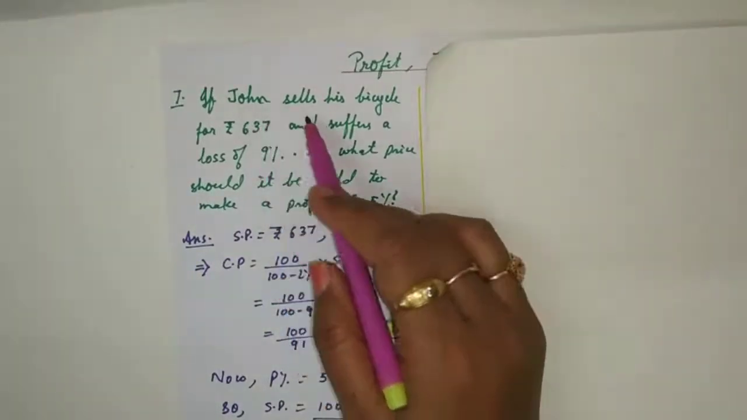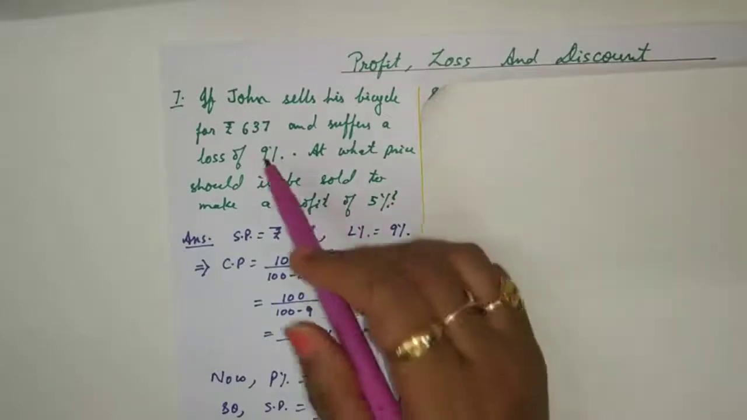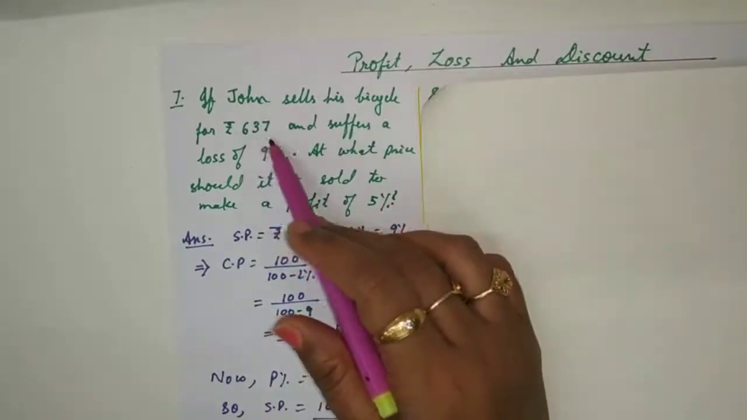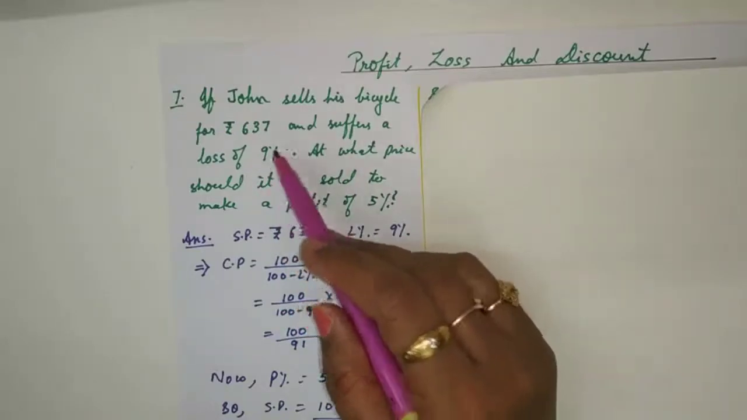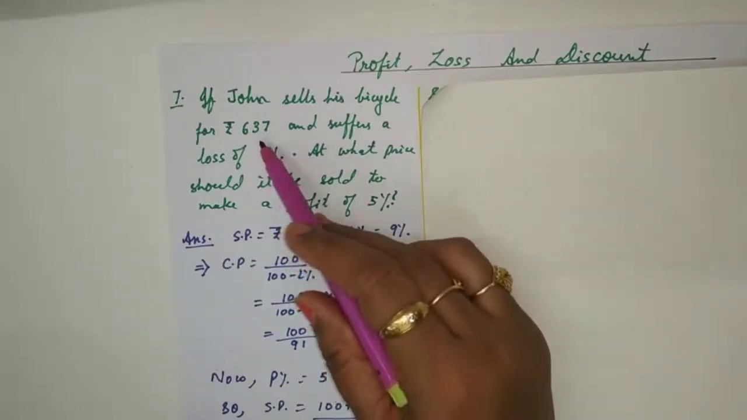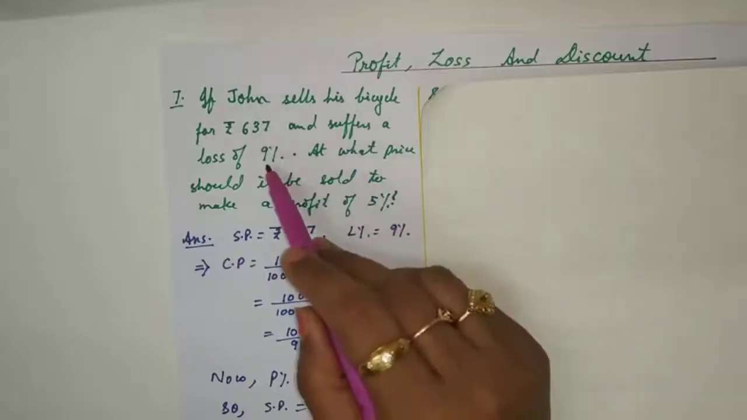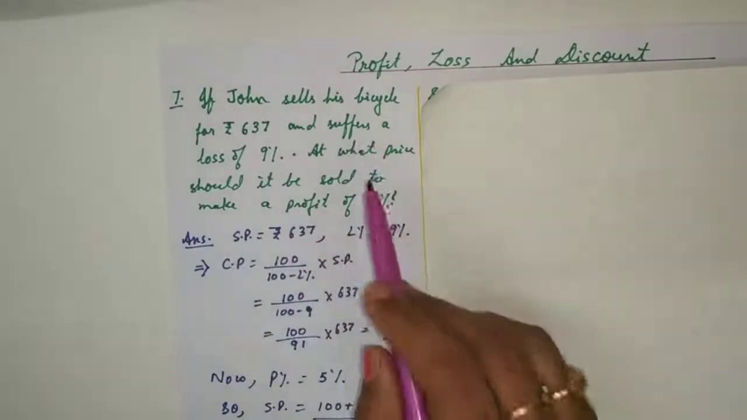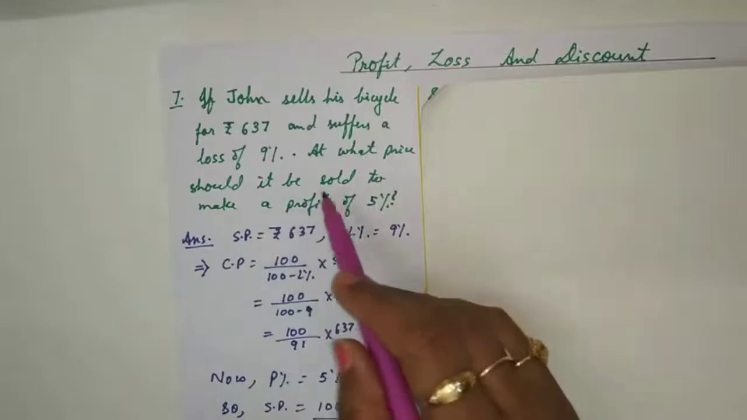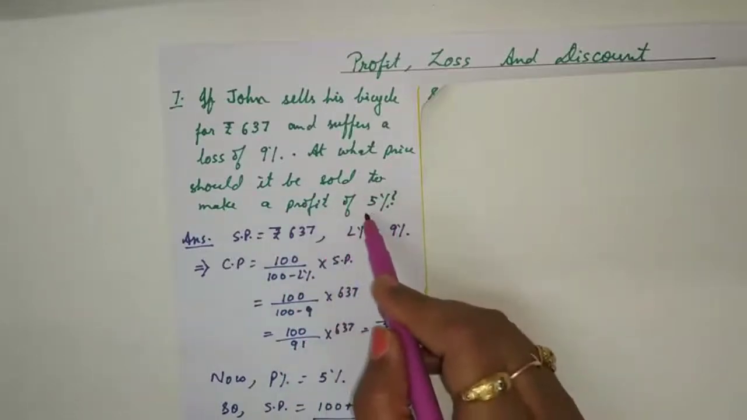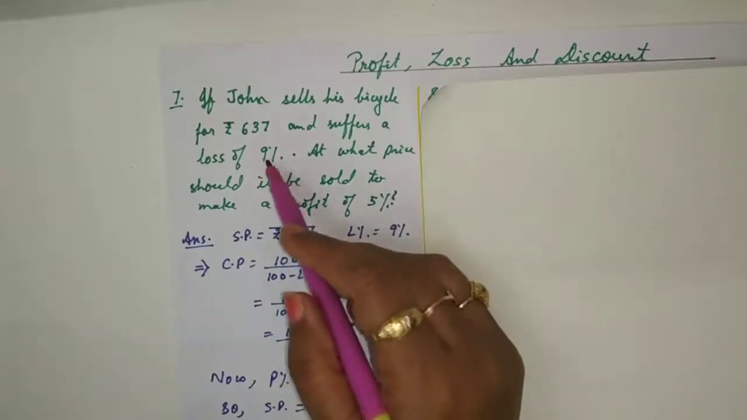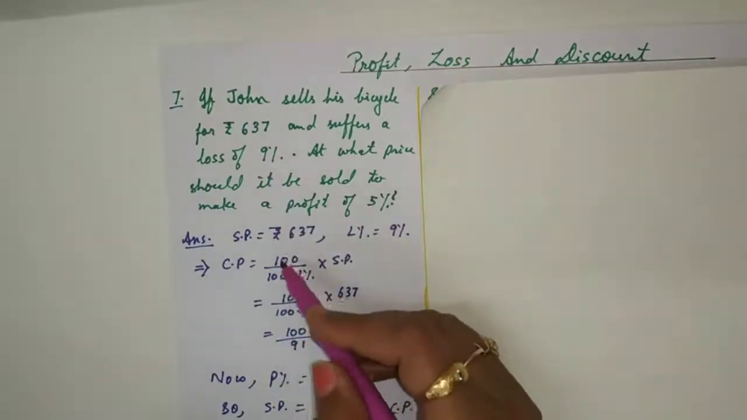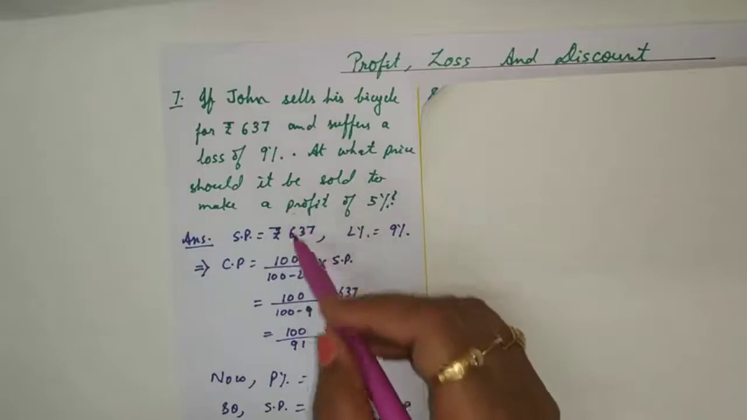If John sells his bicycle for rupees 637 and suffers a loss of 9%, what price should it be sold at in order to have a profit of 5%? This is desired and this is actually incurred. So the selling price provided in the question is 637.